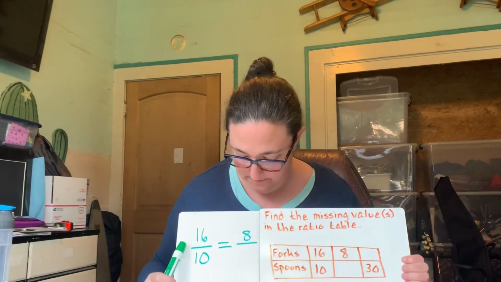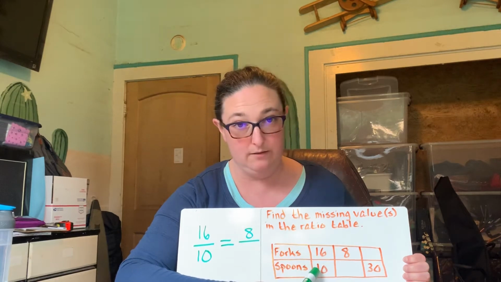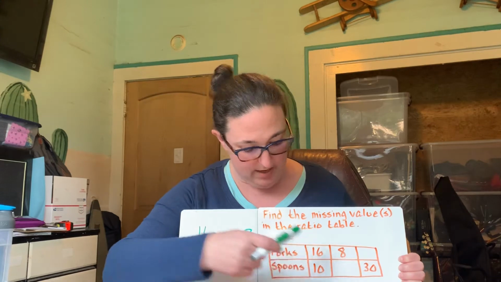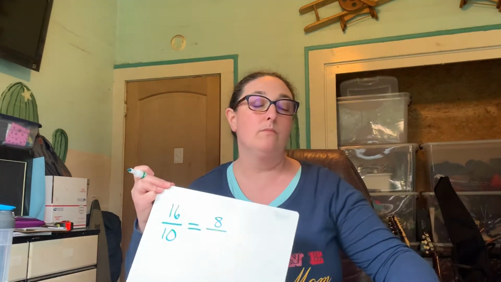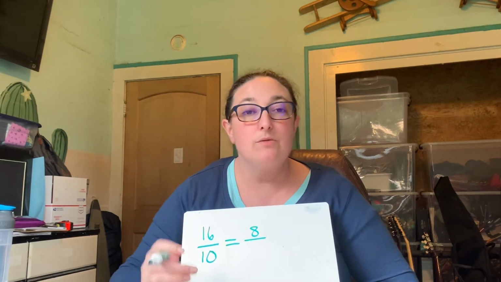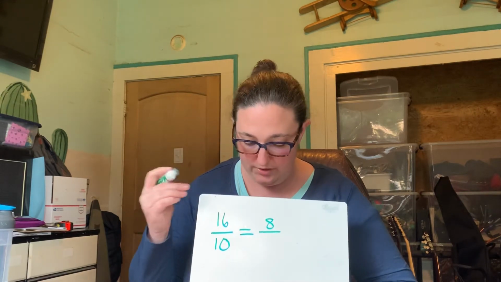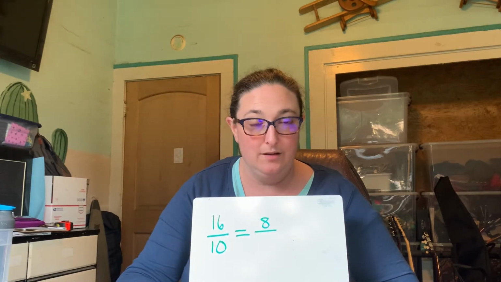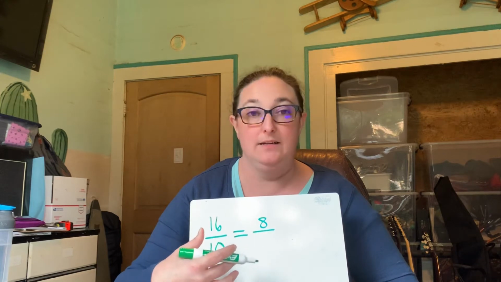So you can see I've gotten the numbers right from my table. 16 over 10, 8 over blank. When you're working with equivalent fractions, you can only multiply or divide to find your missing number. So if I wanted to go from 16 to 8, how would I do that? I'm getting smaller, so I can't multiply. That means I have to divide.